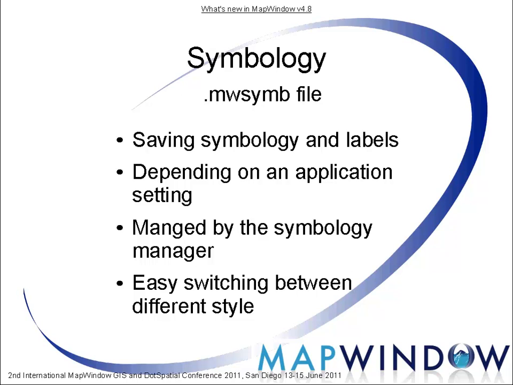You can save symbology and labels in a new file format called .mwsimb file, or MapWindow symbology. It's a plain XML file using the symbology manager. I will show you later. You can save several symbology for one layer and switch easily between them.